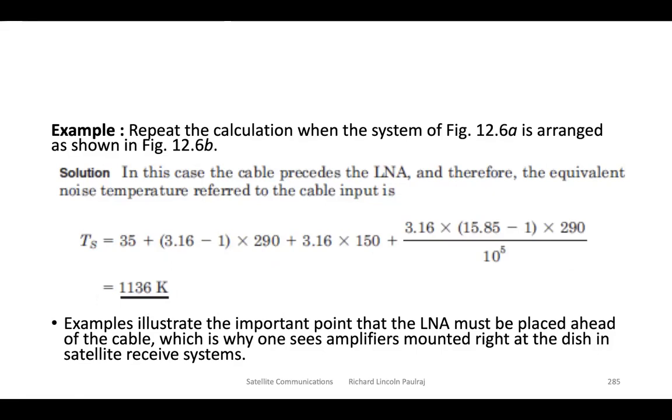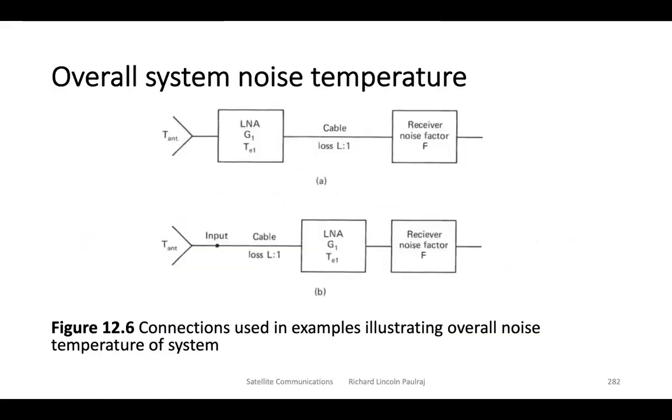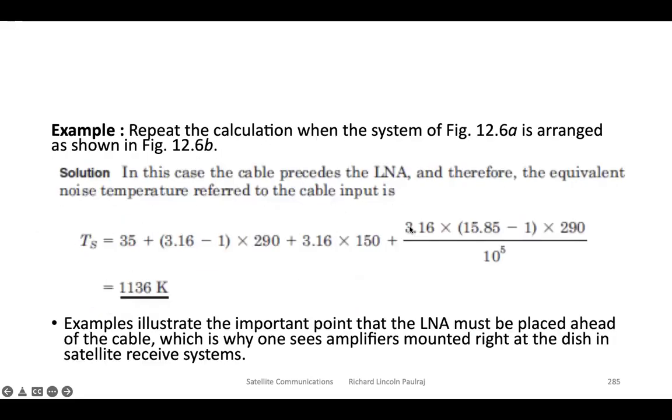So what do we understand? Even though the components used are the same, we have the antenna and the LNA, we have the cable with loss L to 1, and then we have a receiver having noise factor F. Even though all the components are the same, just because of the rearrangement there can be a huge impact. Where is 185 and where is 1136? This is your final takeaway.